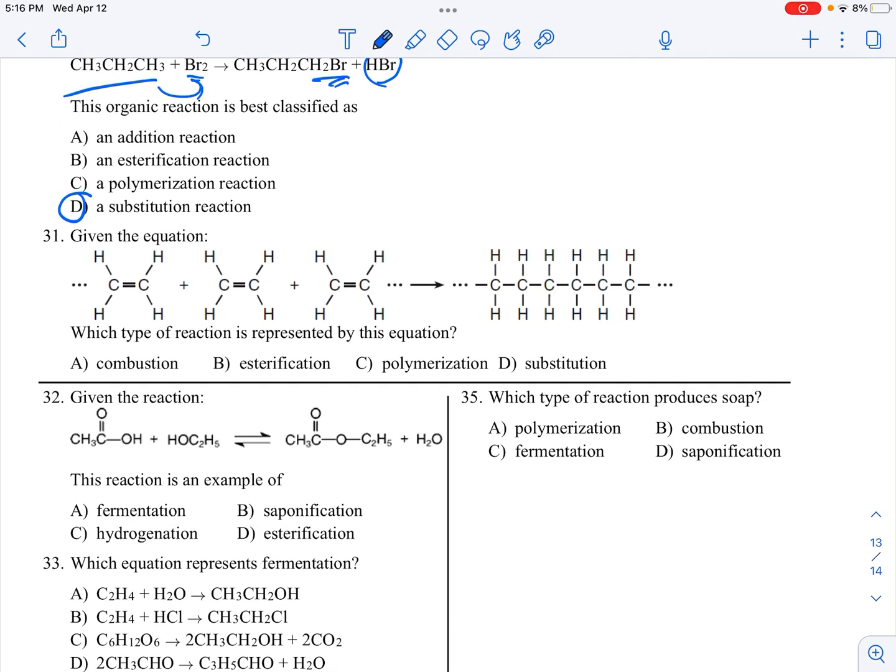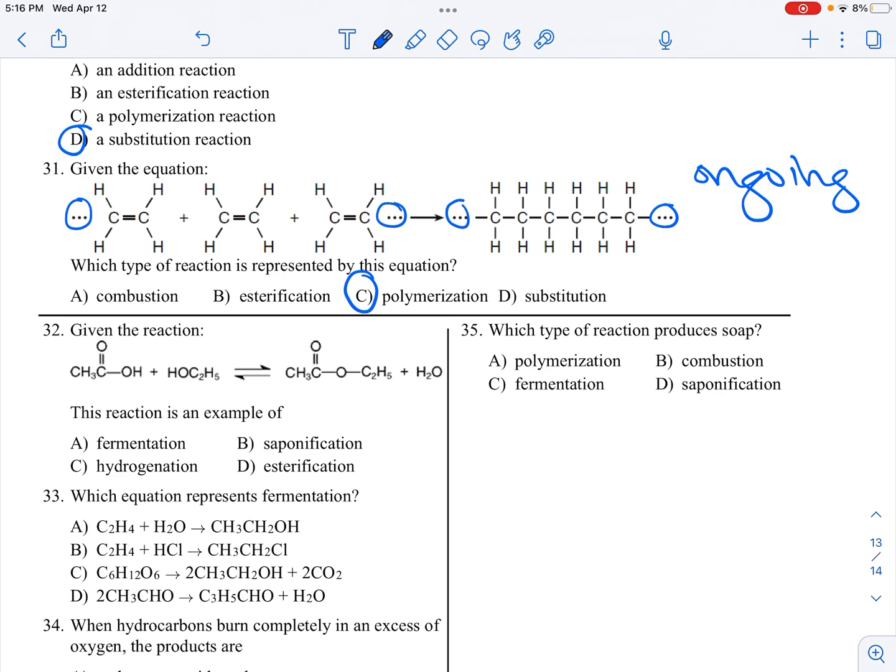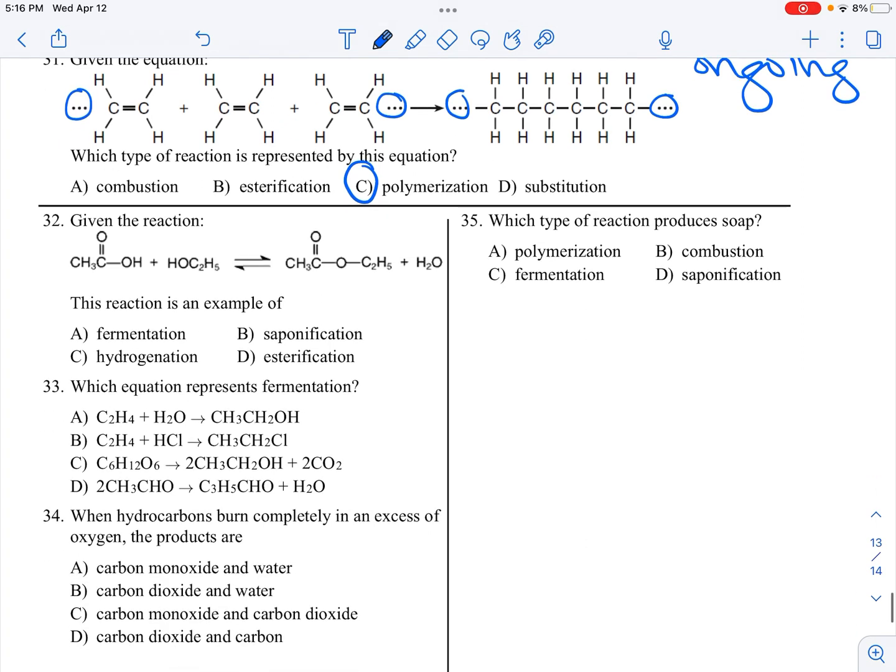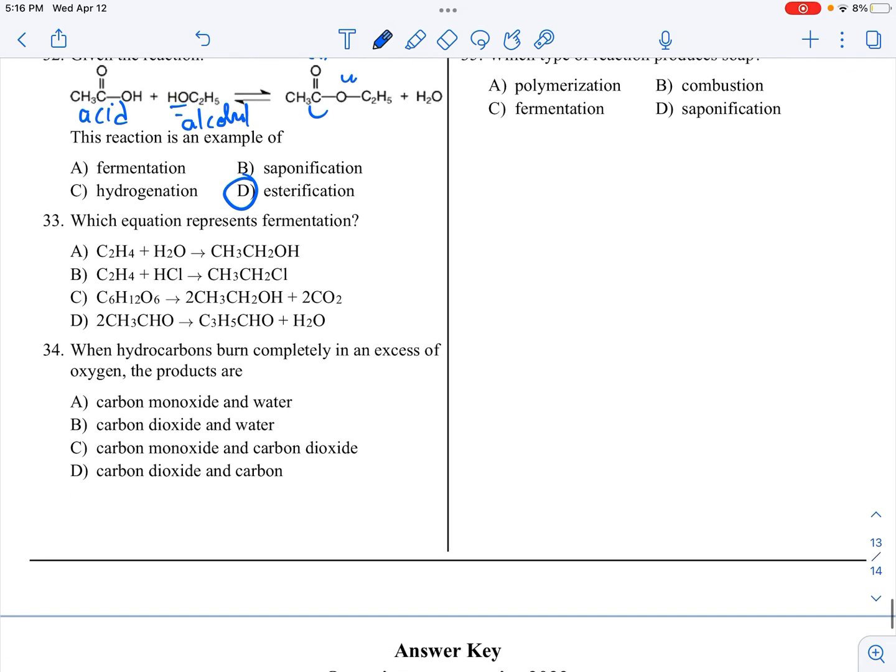So the key with number 31 is you see this dot, dot, dot. This means ongoing. This means a long chain. So that is code for a polymer. We're adding together polymers, polymers, polymers, and then we're going to get this really long carbon chain. Number 32, what is this? Well, I see an acid and OH, which is an alcohol. Oh, there's old Granny Ester. This is esterification.